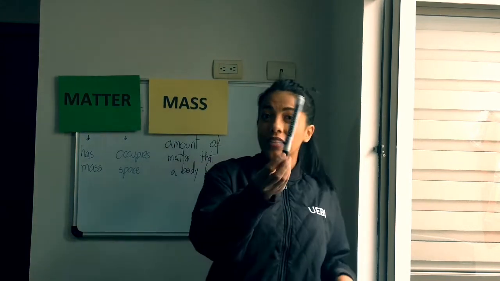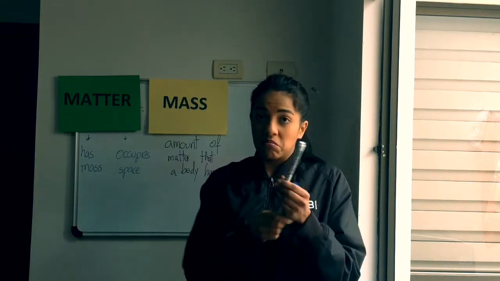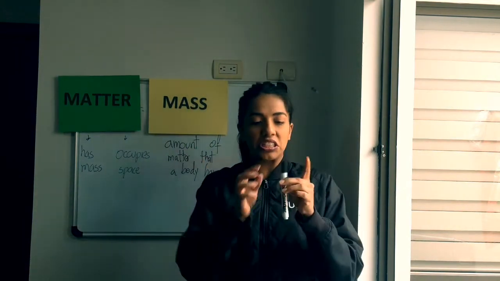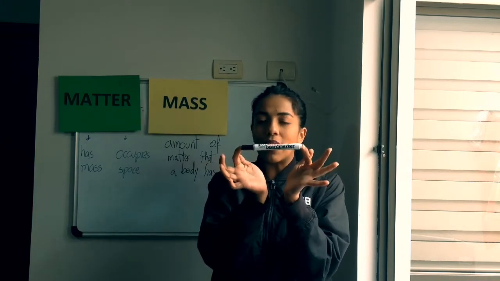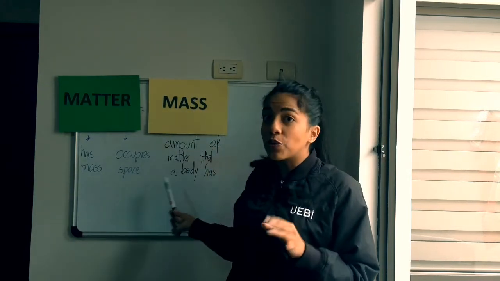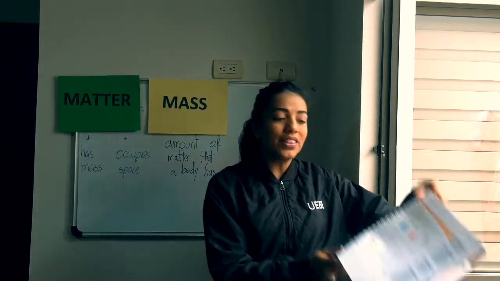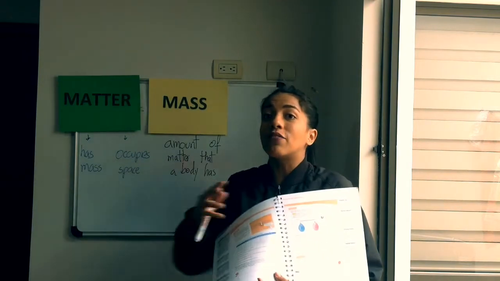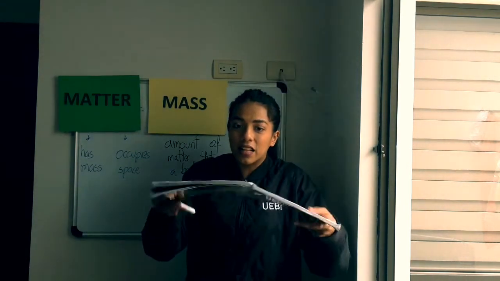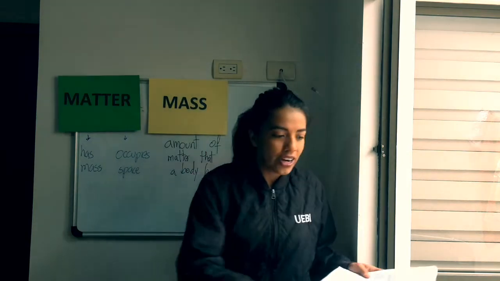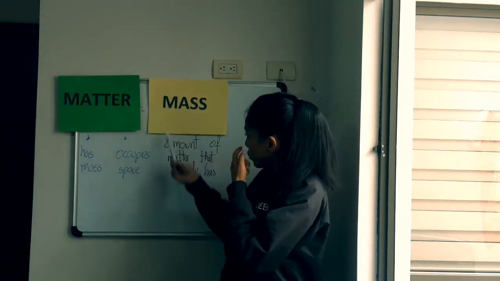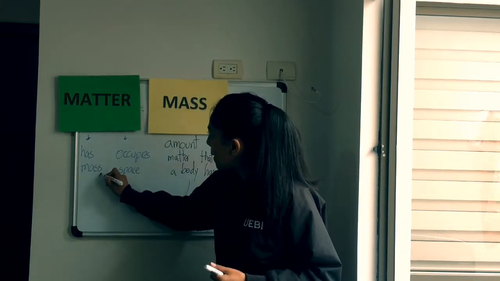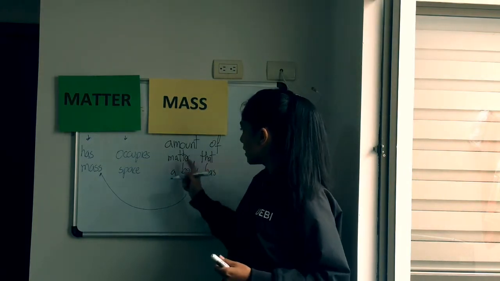Example, if I have in here this marker, this is matter in the solid state, right? And it has mass, just this amount of mass. As you know, mass is measured in kilograms. If I have this, which is bigger, this is also matter, and it's going to have more mass, because if I put it on a scale, it's going to be a little heavier. Now, this is related to what we have in here, that matter has mass and the mass is the amount of matter.